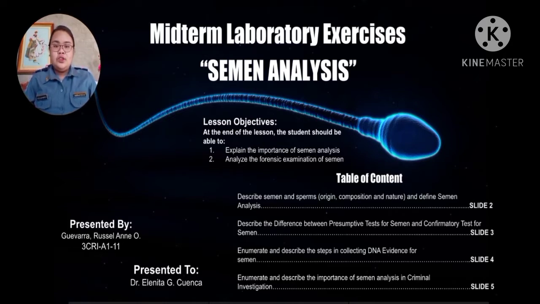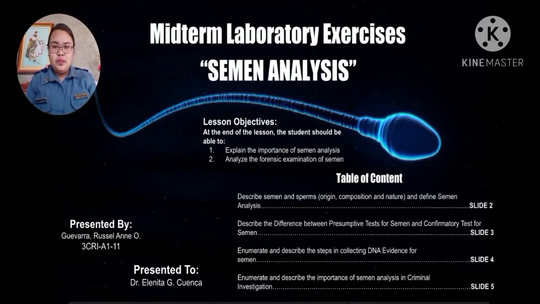Today, I'm presenting the midterm laboratory exercises: semen analysis. Lesson objectives: at the end of the lesson, the student should be able to, number 1, explain the importance of semen analysis, and number 2, analyze the forensic examination of semen. Table of contents: describe semen and sperms, origin, composition, nature, and define semen analysis, slide number 2.